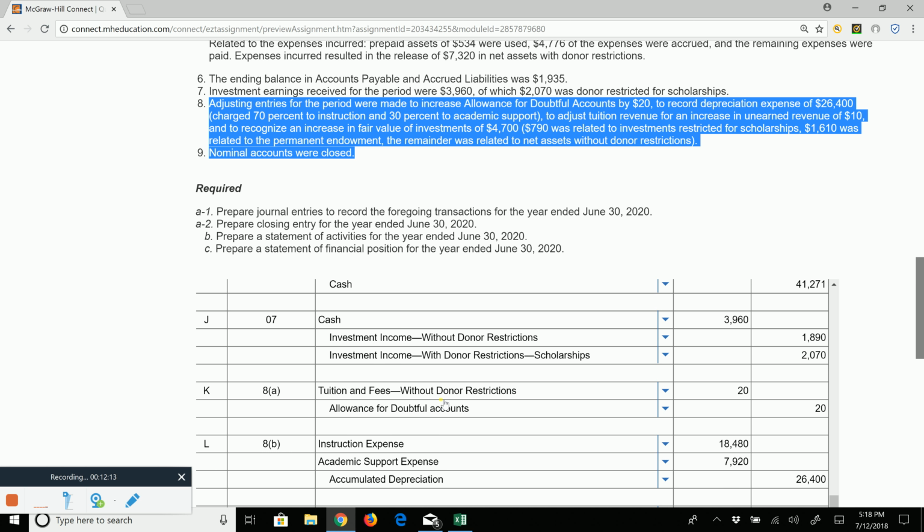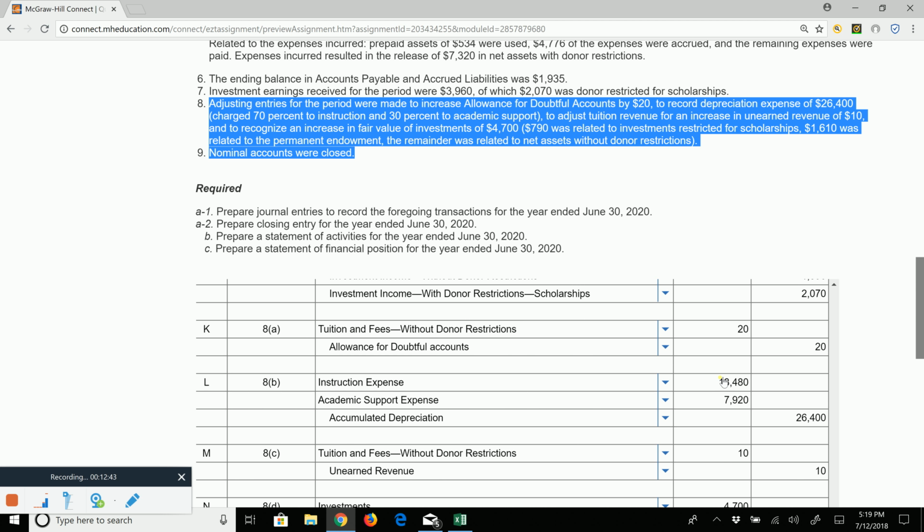And so the interesting thing is with private nonprofit colleges, instead of recording a debit to a bad debt expense account, as you see here, the debit goes directly against the tuition and fees account. So there's no expense. We actually debit the tuition and fees account directly, and we'll credit the allowance for doubtful accounts, the contra receivable. We're also going to record depreciation expense of $26,400.